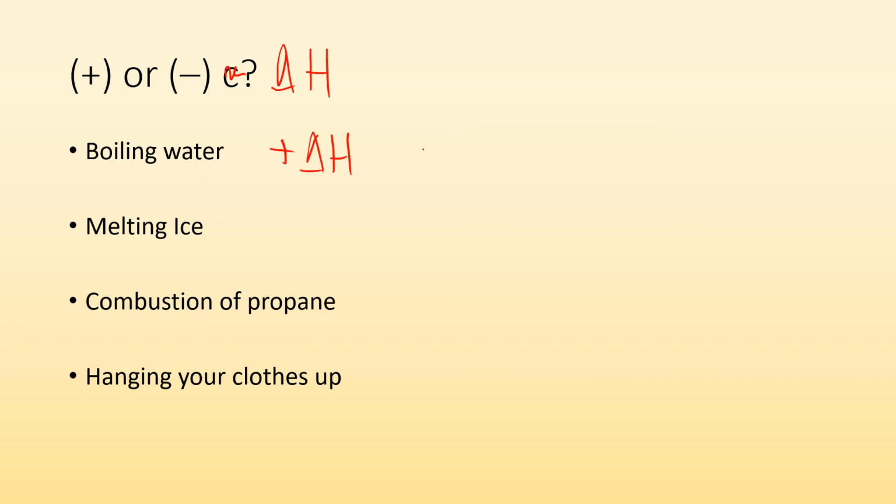Positive delta H. The water is absorbing the heat. You're adding the heat to the water to get it to boil. So it's a positive delta H. Melting ice. Well, the ice, you have to remove heat from the water to... Oh, wait, that's to make ice. No. To melt ice, you got to put heat into it. So that's also a positive delta H.